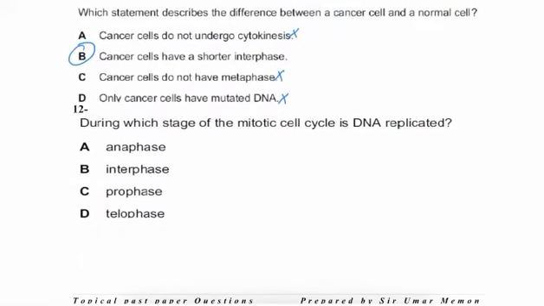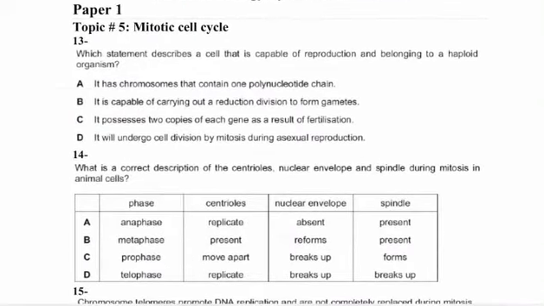Let's move towards MCQ number 12. During which state of mitotic cell cycle is DNA replicated? So you should know that DNA is replicated in S phase, and S phase is a part of interphase. Let's move towards MCQ number 13.